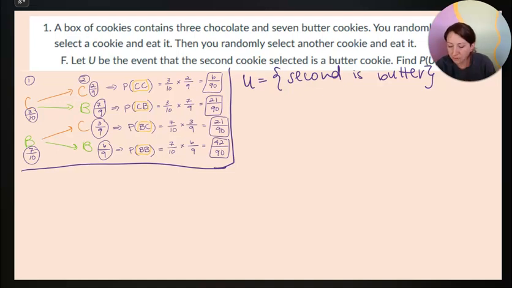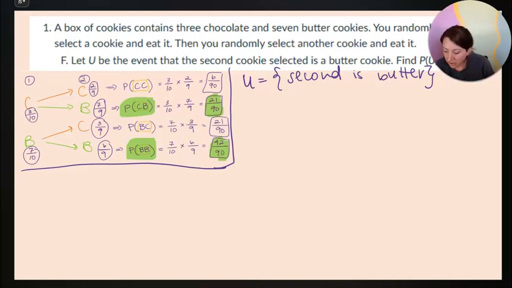So the probability that the second cookie is a butter cookie. From the tree diagram, I want to highlight which ones we're looking at. In this case, we're looking at the probability that we have a chocolate and then a butter, or the probability that we have a butter and then a butter. So if we consider it that way, 21 out of 90 is the probability that we have a chocolate and then a butter, and 42 out of 90 is the probability that we have a butter and then a butter.